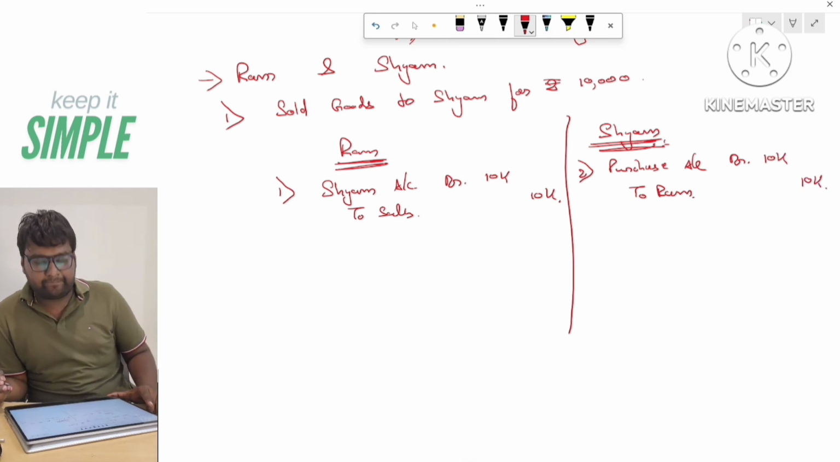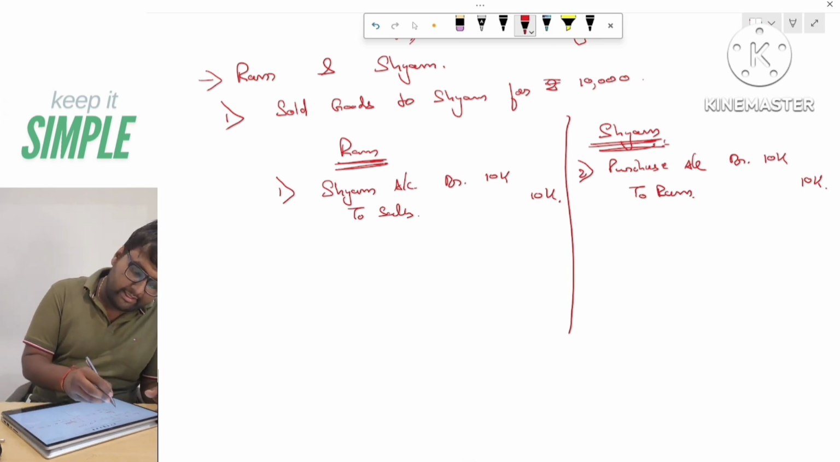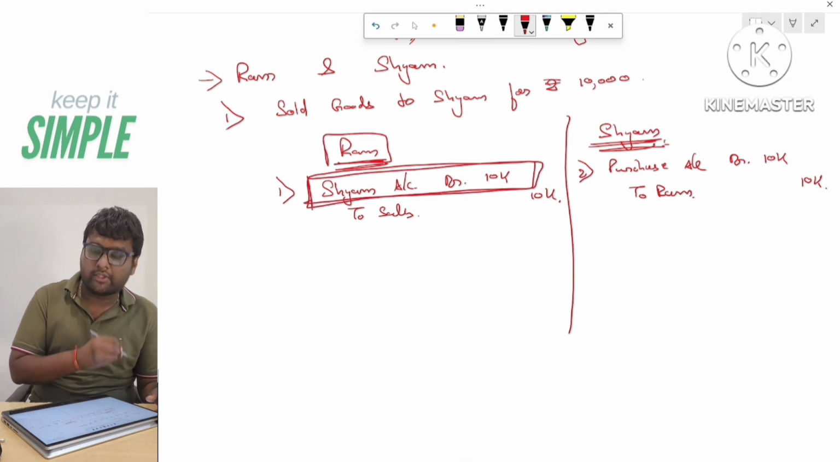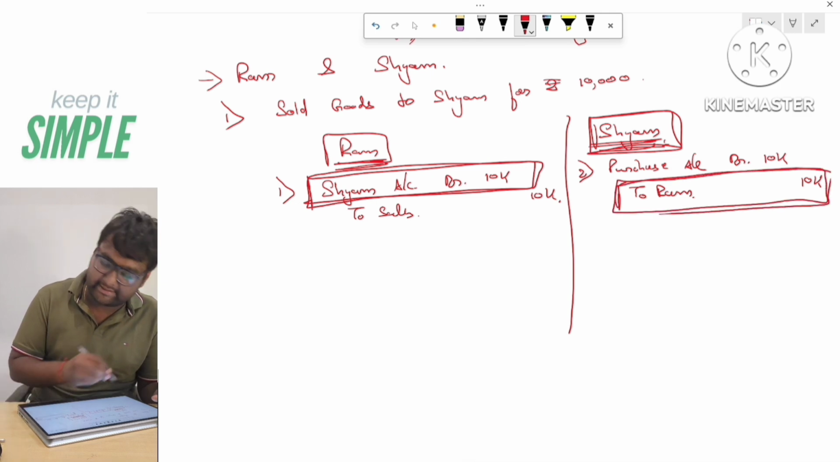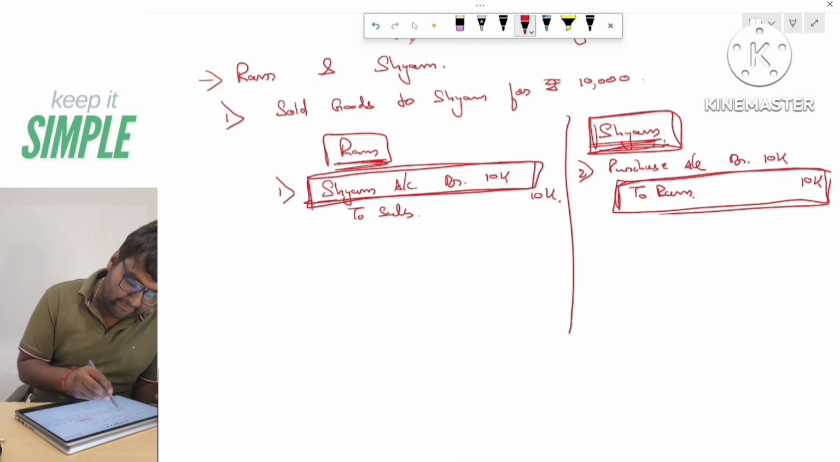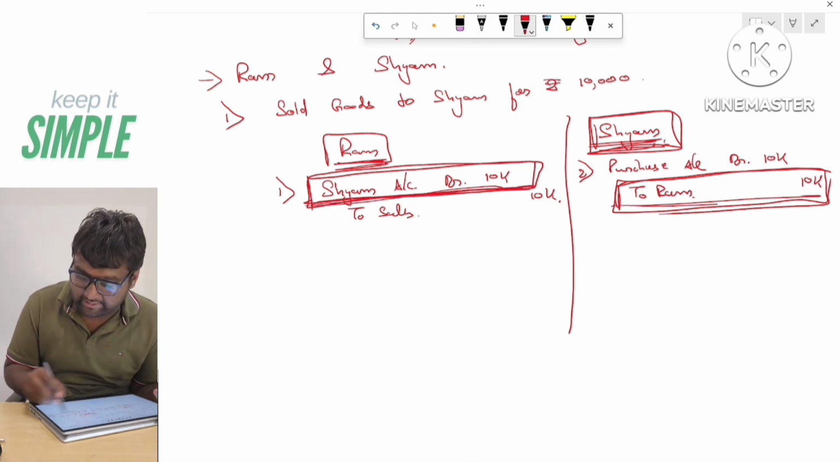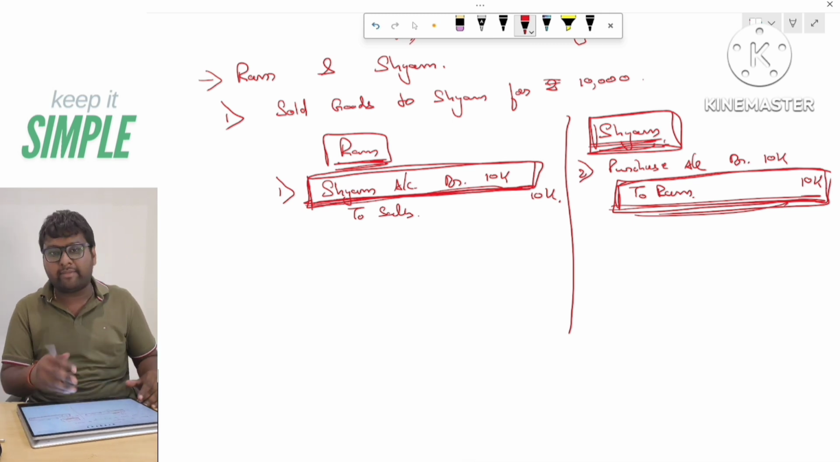What does this signify? This signifies that Shyam has a debit balance in the books of Ram. So in the books of Shyam, Ram will have opposite and equal balance. That is, if Shyam has a debit balance of 10,000, Ram should have a credit balance of 10,000 in the books of Shyam. Understood?